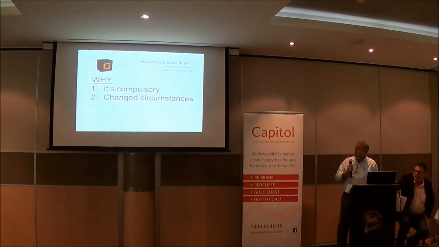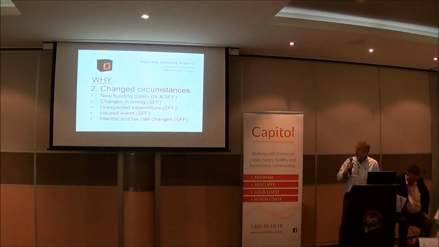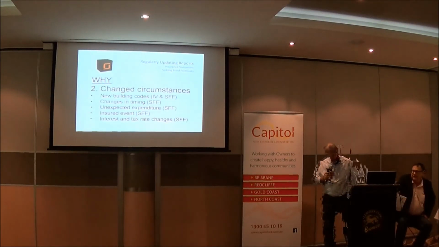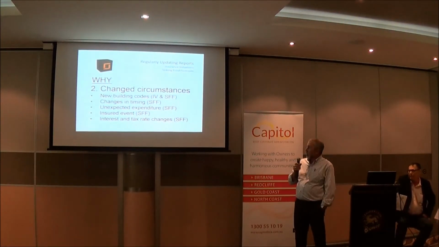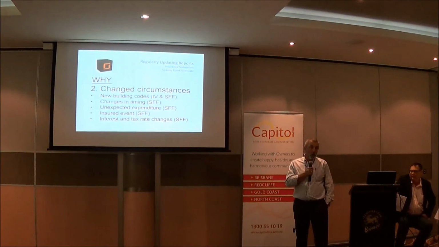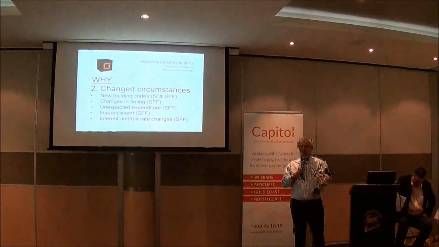The next reason that you will need to do updating is when circumstances change. Changes in circumstances, we're looking at new building codes coming out. An insurance estimate allows for replacing your building as new, but it also allows for when that building is replaced as new, to incorporate any new codes that have come in since the building was built.